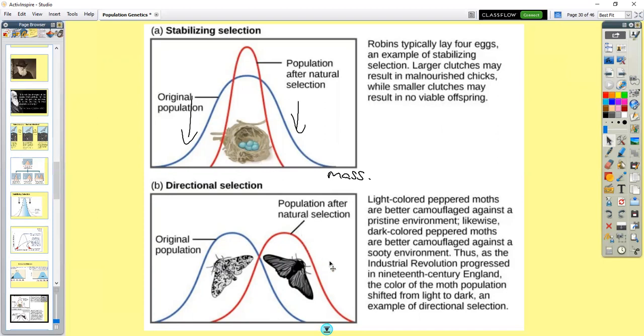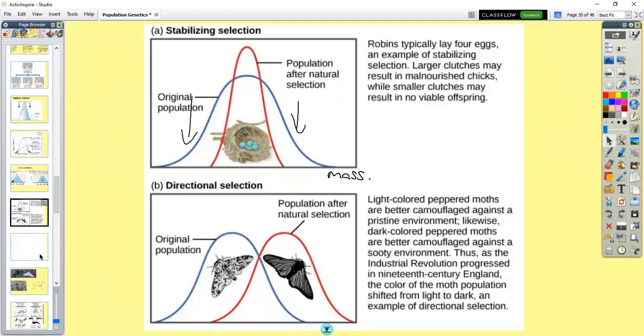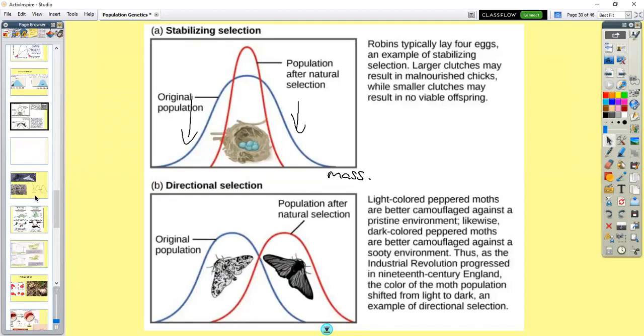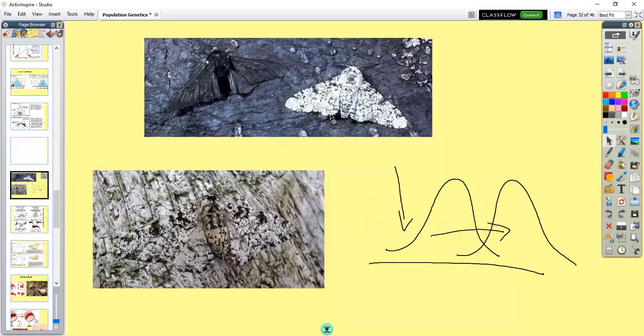And the peppered moths is an example of directional selection, in that the lighter color was selected against due to the Industrial Revolution. So more of the moths found after that were found to be a darker color. You can see that type of thing there. There's your light and your dark colored moths.